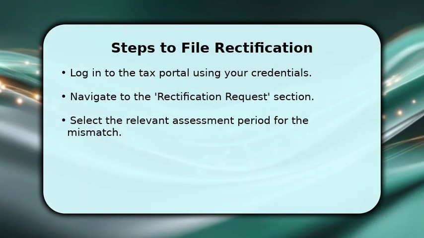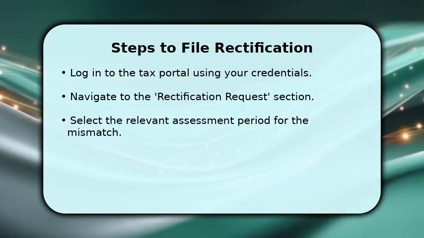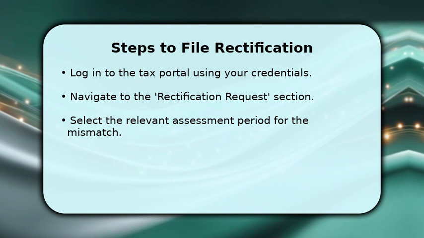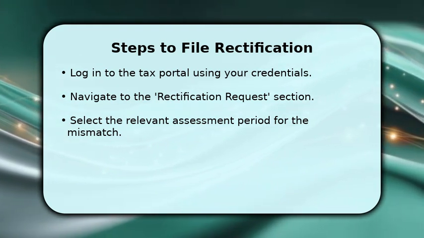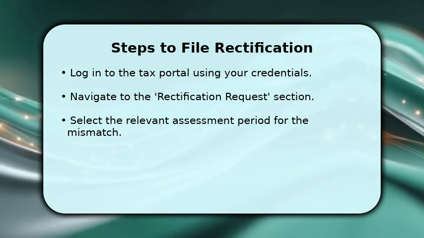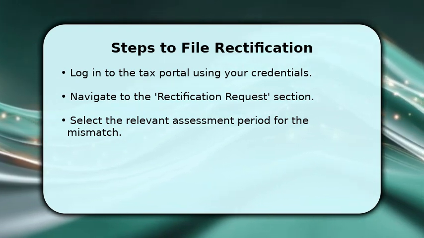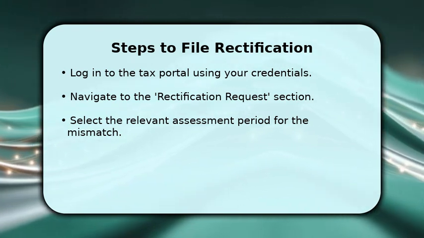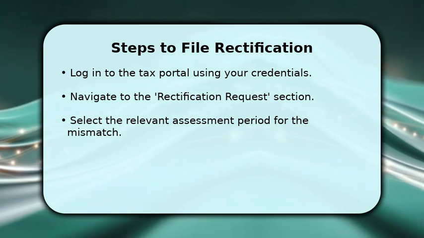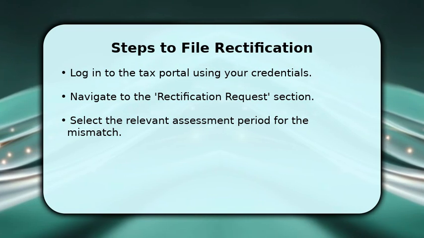To begin, you'll need to log into your official tax portal using your unique user ID and password. Once inside, locate the sections specifically designated for rectification requests or correction of errors. It's usually found under a Services or My Account menu. You'll then select the specific assessment period where the mismatch occurred. Carefully enter the details of the discrepancy, clearly stating the incorrect and correct figures for the tax credit.